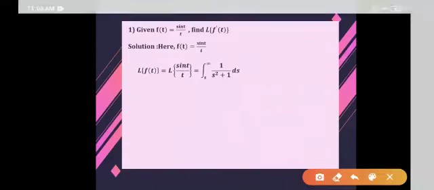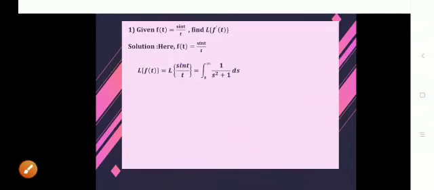So the Laplace transform of the original function f of t, that is sin t by t, I have written here directly. As we know, sin t Laplace transform result is 1 upon s square plus 1, and for division by t property we have to take its integration from s to infinity with respect to s. What is its integration now?